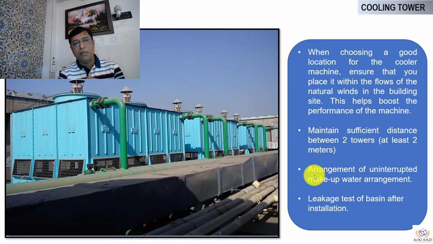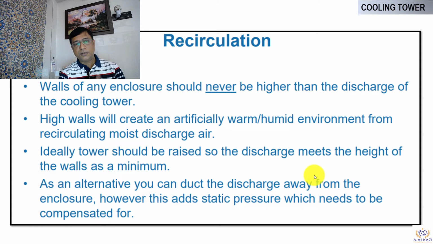When we have multiple cooling towers, we should have proper distance so that airflow and heat rejection can happen properly. For cooling towers, we should make sure there is uninterrupted makeup water. Otherwise, if the cooling tower goes into dry mode, we will have problems in the entire system. So the water is very, very important. When we install the cooling towers, we should check for leakage before we go for commissioning.